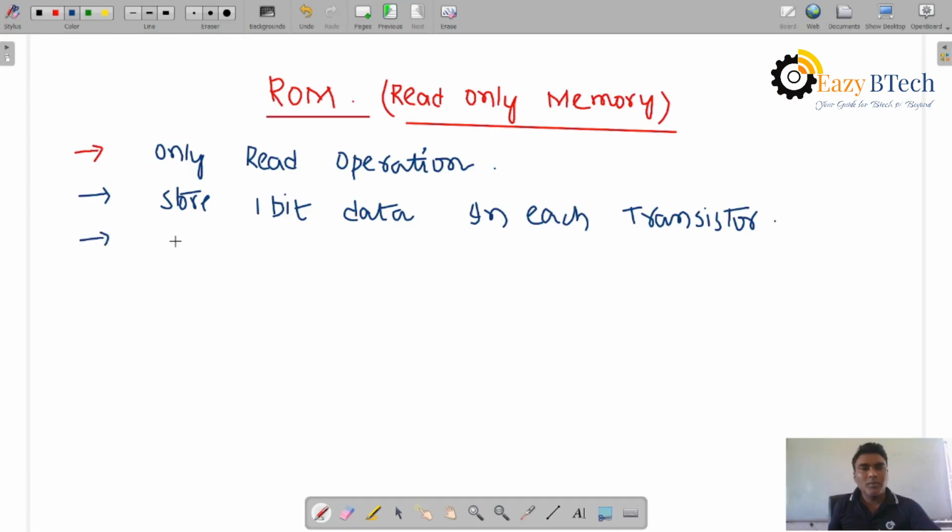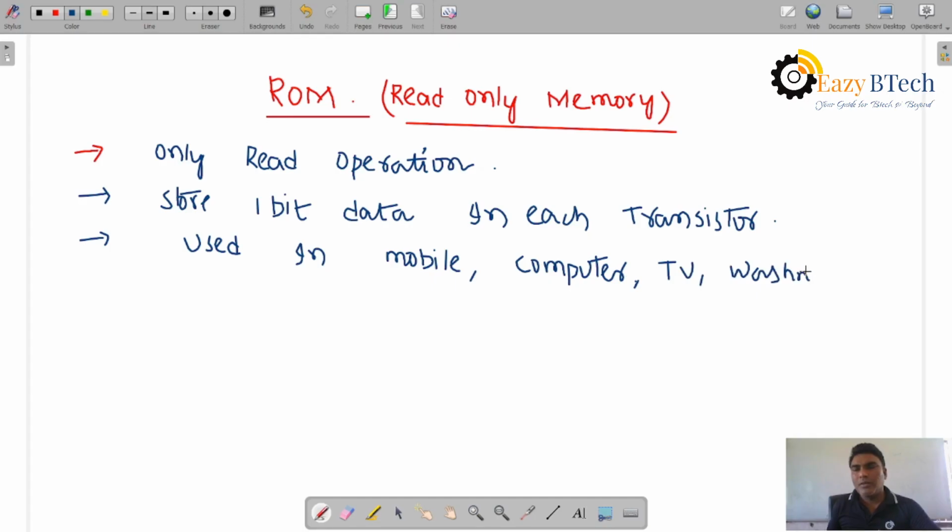ROM applications are used in mobile, computers, TV, washing machine, and AC. Only the read operation can be performed.